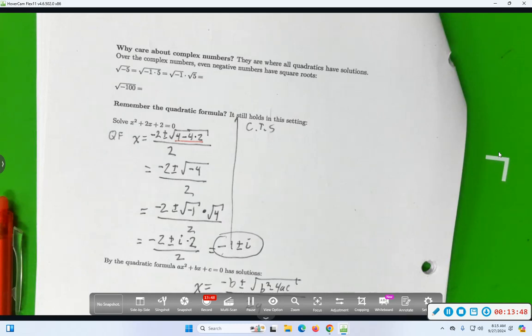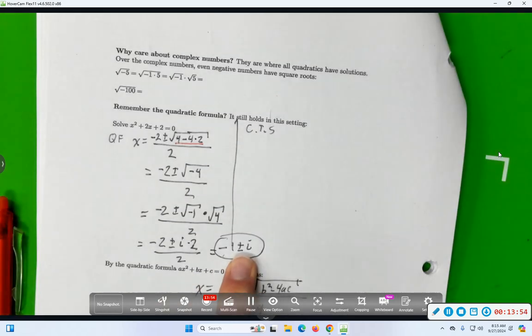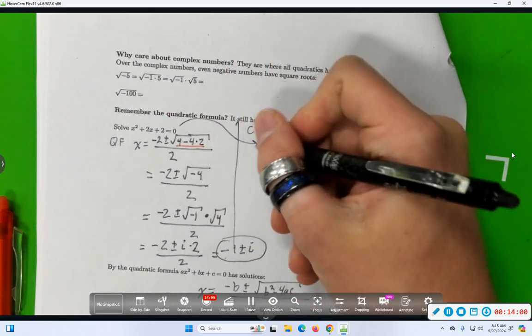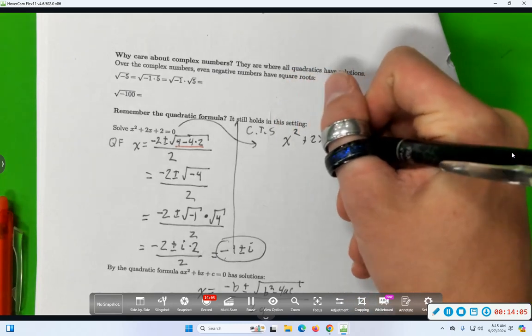Let's do this one other way. Let's complete the square and then we'll actually see this i showing up naturally instead of as a consequence of just what the quadratic formula says. So if you complete the square on this thing, this is x squared plus 2x plus 2.